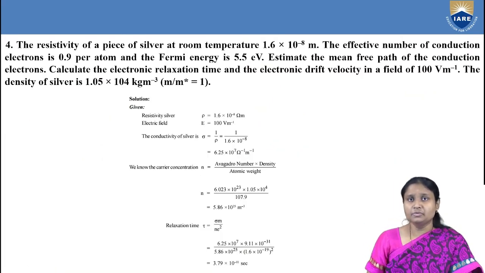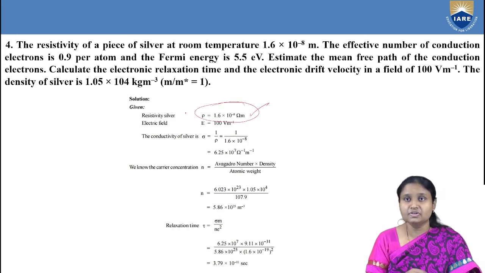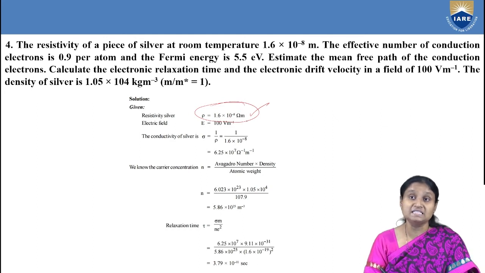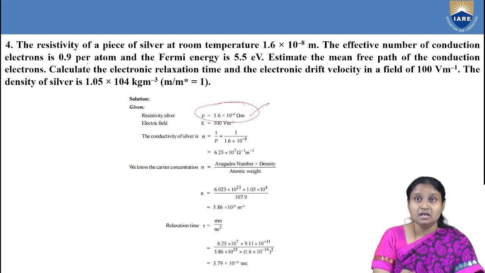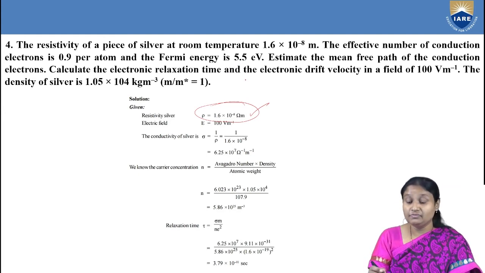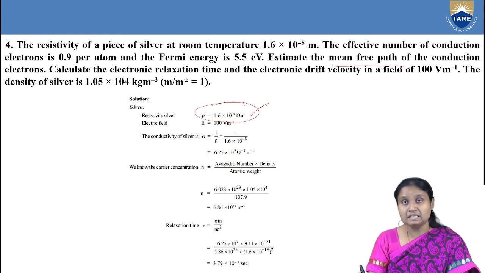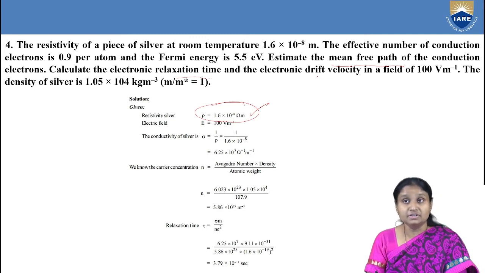The next problem. Here, of course, we are talking about silver again. We were given the value of resistivity of silver. What is the value of resistivity of silver? It is 1.6 into 10 to the power of minus 8 ohm meter. And also we were given the effective number of conduction electrons. So here we were given how many electrons are present per atom, which is 0.9. And also we were given the value of Fermi energy EF, which is 5.5 electron volts. And from this data, what we need to find is the mean free path, as well as the electronic relaxation time, and of course the drift velocity.